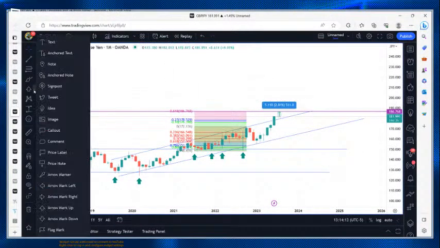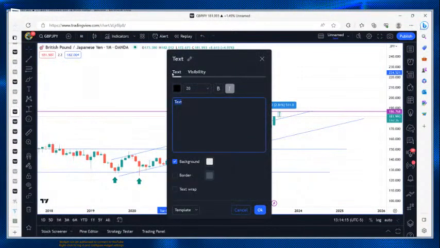So let's type it out. Tell ourselves what are we doing? Monthly time frame is in an up channel, looking to buy this market on its way north to the 618 extension.